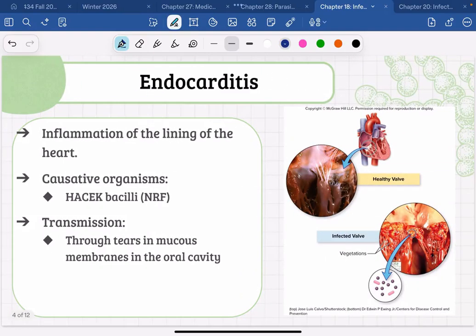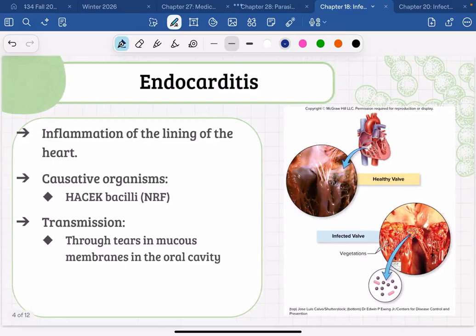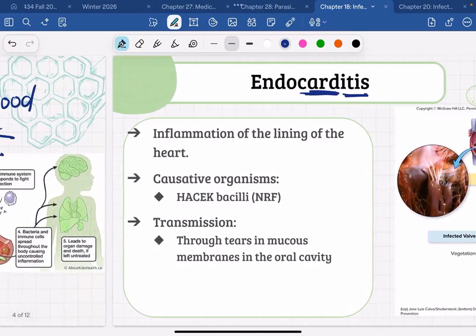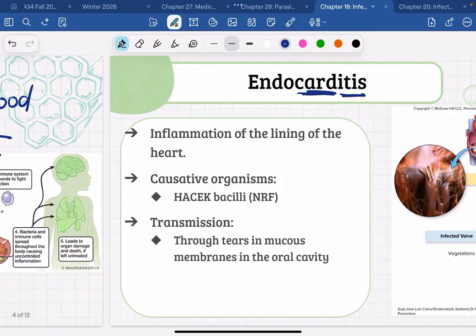Our next infection is endocarditis. So itis, remember again, means inflammation of. Cardi means of the heart, like cardio, doing cardiovascular, doing cardio workouts. That means of your heart. Cardio workouts work your heart muscle. So endocarditis is inflammation of the inside of the heart, the lining of the heart.